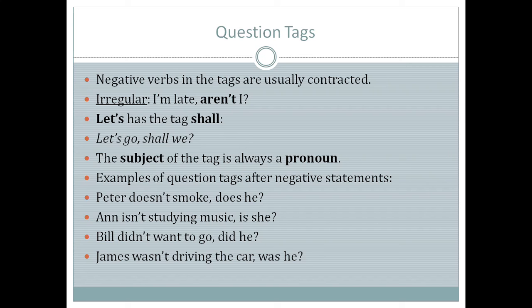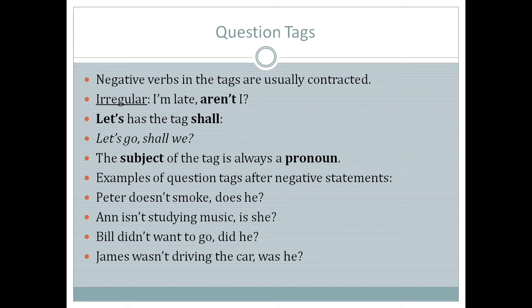It's an exception. Let's has the tag shall. Let's go. Shall we? So let's has the tag shall. They are exceptions. Be careful with them. The subject of the tag is always a pronoun.